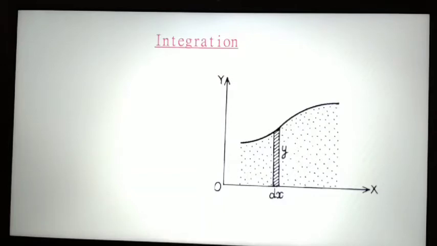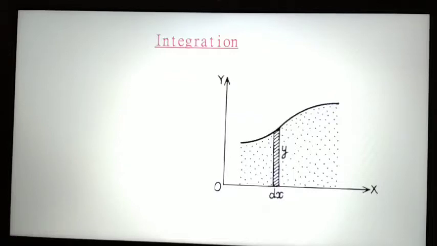So to find the total area under the curve, what you are doing is splitting the total area into small strips with height y and thickness dx. The thickness of each strip will be as small as possible. Why are we taking dx as small as possible? Because when you take dx as small as possible, the top of that strip will be flat.